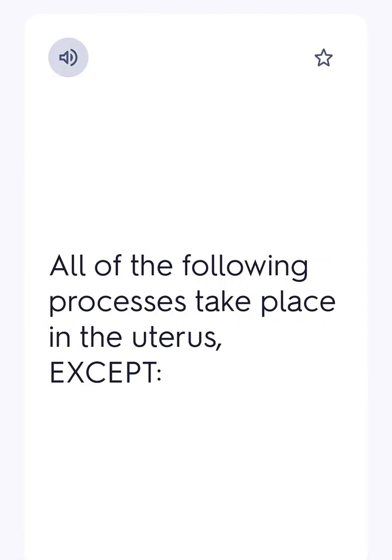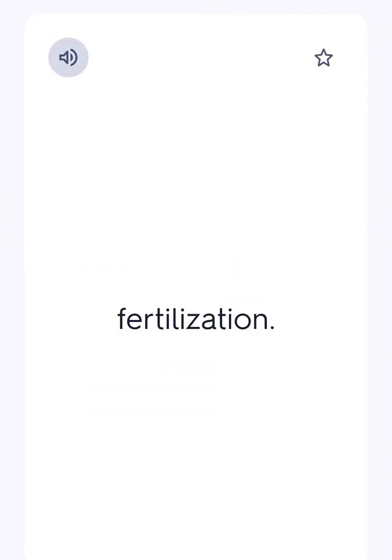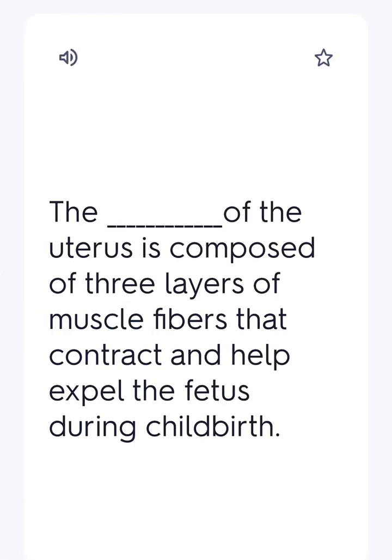All of the following processes take place in the uterus, except fertilization. The blank of the uterus is composed of 3 layers of muscle fibers that contract and help expel the fetus during childbirth. Myometrium.